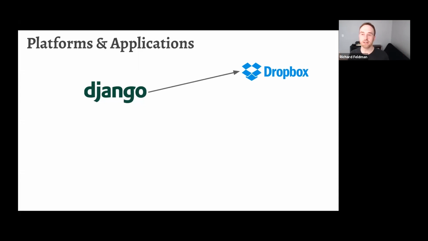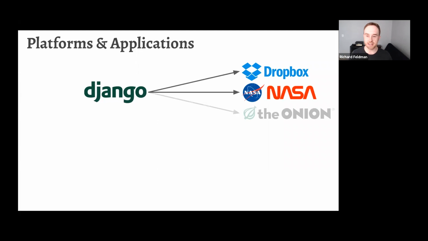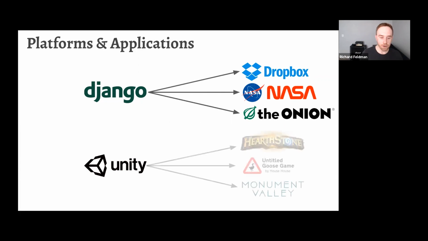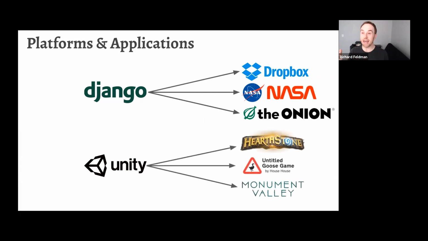So there are many different applications built on top of Django. Dropbox uses it on their website, so does NASA, so does the Onion. These are all applications built on the Django platform. Another example of a platform that's not a web framework would be Unity, the Unity game engine. Unity is one game engine, and there are many games built on top of it. Hearthstone, Untitled Goose Game, Monument Valley, these would all be examples of applications built on the Unity platform.